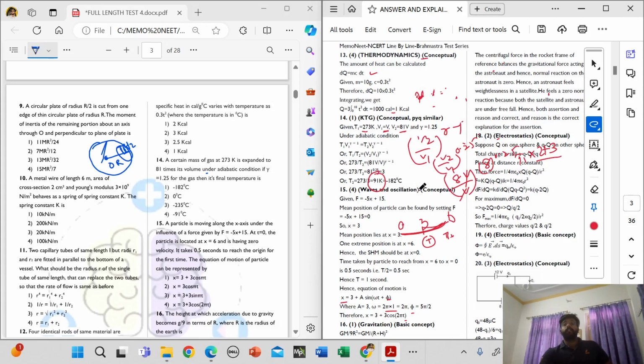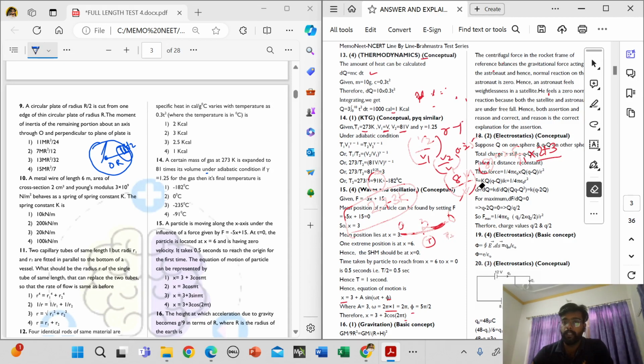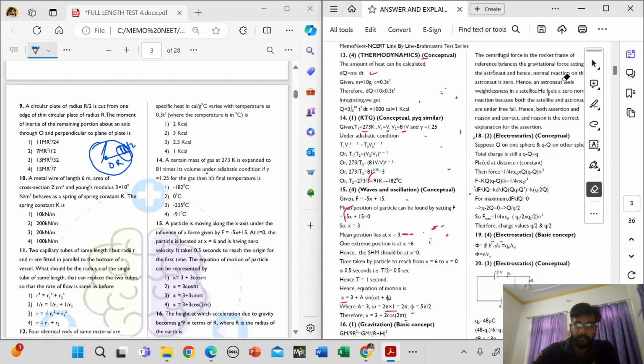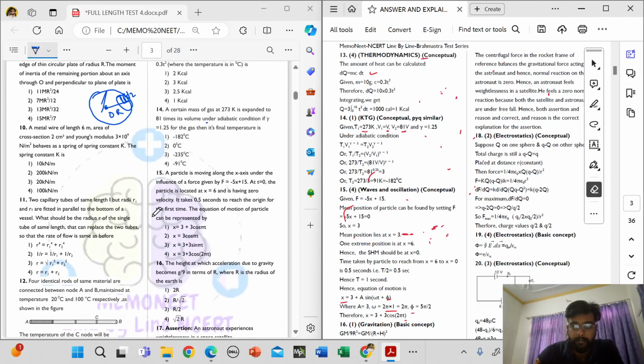Converting it into degrees Celsius, we have to subtract 273 from it. Remember it, because the options are given in degrees Celsius. So we subtract 273 from here, and we will get negative 182 degrees Celsius. Okay. Now moving to the next question, question number 10.